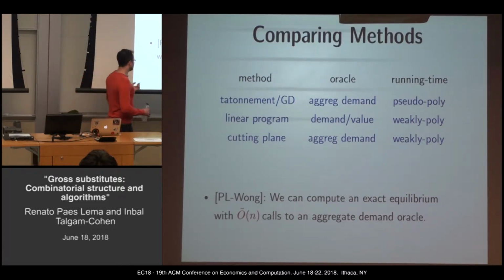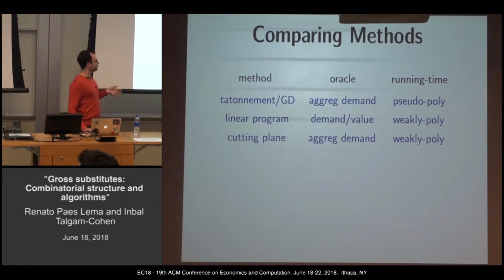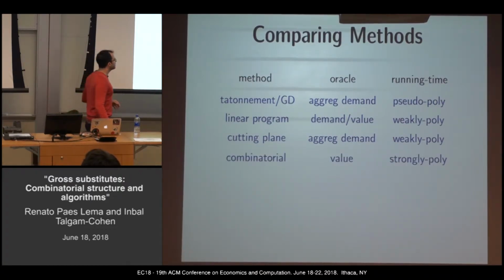One thing that I thought was interesting is that you don't need that many calls to the aggregate demand oracle. You just need a number of calls equal to the number of items to find a set of equilibrium prices. But it's still weakly polynomial, so I would like something strongly polynomial.